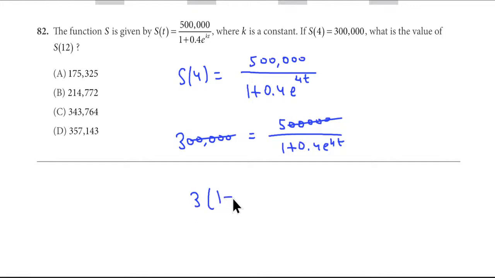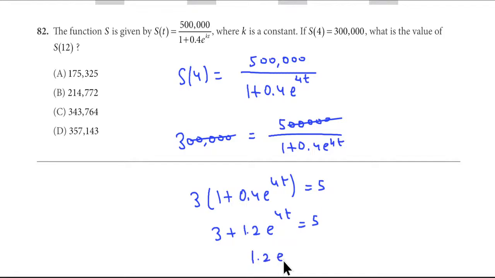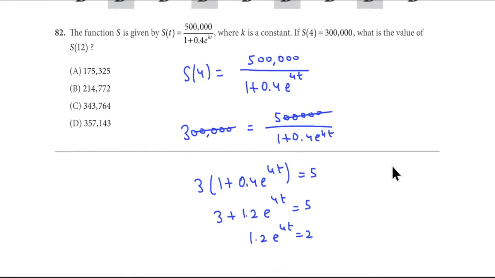So 3 times 1 plus... some students make the mistake of just multiplying 3 with 1. No, it should be multiplied with both. We should put a parenthesis over here. So it should be 3 plus 4 3s are 12, 1.2 e raised to 4k is equal to 5. So 1.2 e raised to 4k is equal to 2. And I think I'm going to plug that in the calculator.